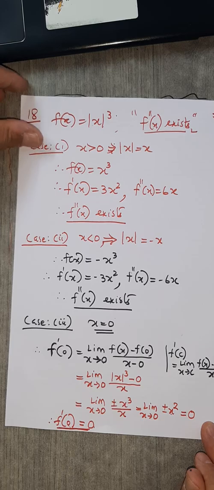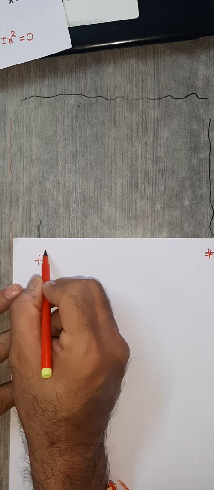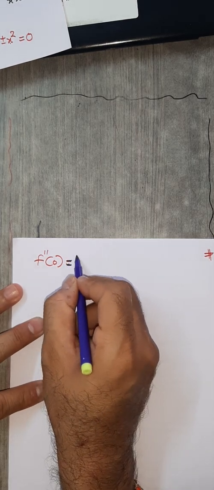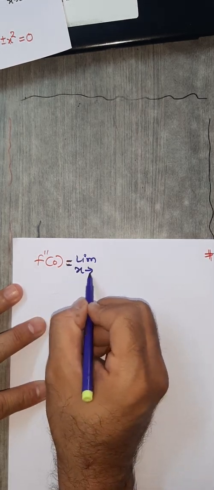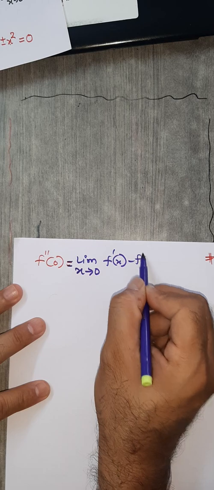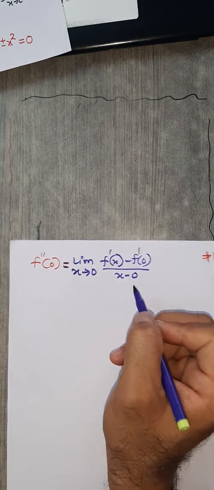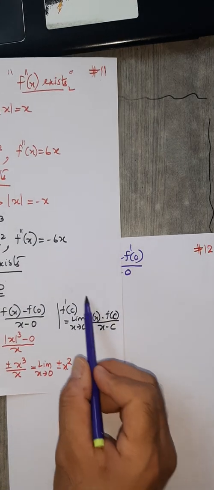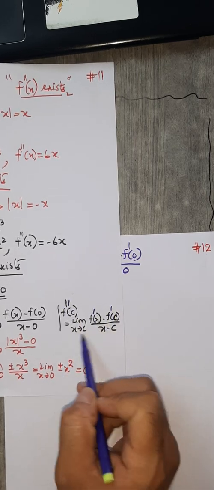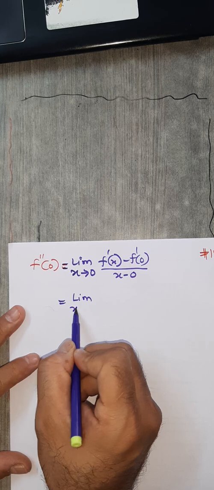Now we'll go for the double derivative. Same procedure. f double dash 0, how will we write this? It's based on the previous one only. The limit as x tends to 0, in terms of the previous derivative, that is f dash x minus f dash 0 upon x minus 0. What I did in this definition is that I did double dash here, so double dash becomes single dash, right? That much only.